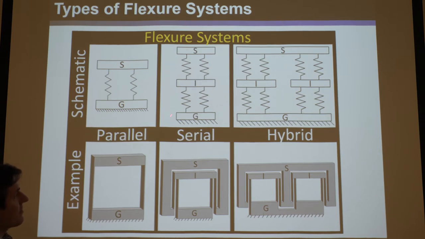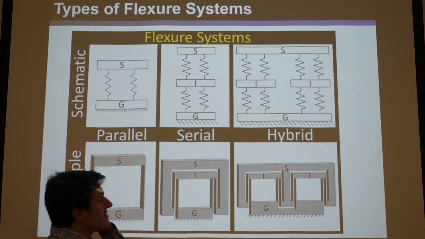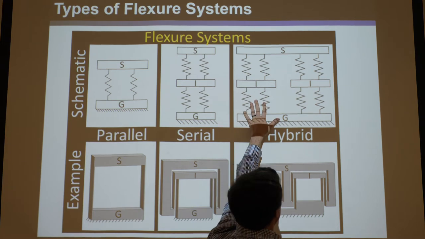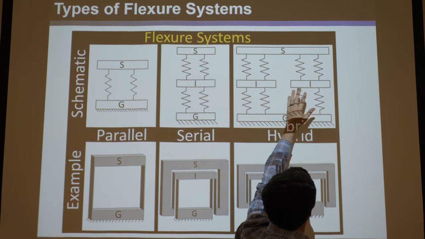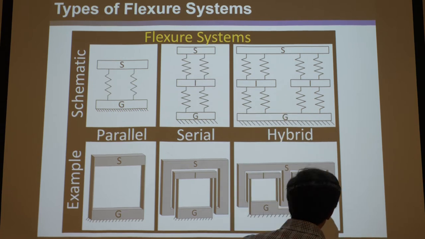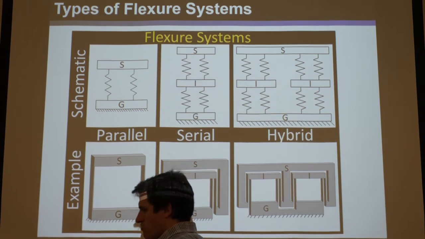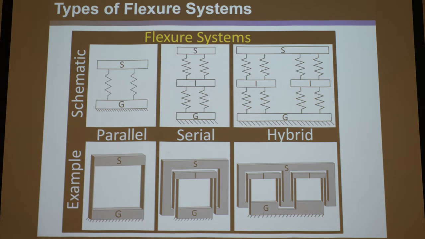Hybrid is any other combination, anything that's not parallel or serial. It's often thought of as, here's an example of two serial limbs in parallel. So here's one serial limb, that's another serial limb. They're in parallel, it's hybrid, okay? All right, so that's what we're going to look at today.